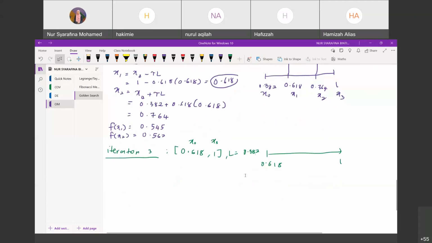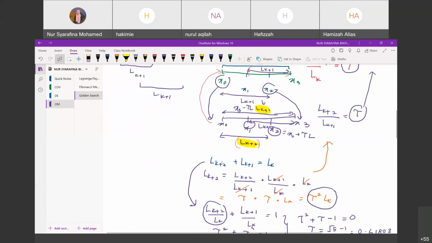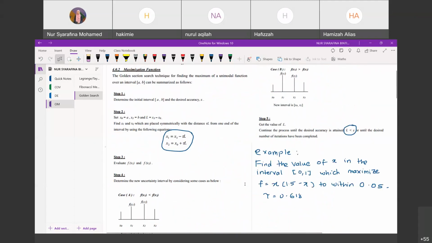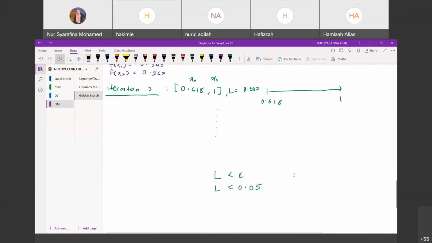So you need to proceed the calculation here until you reach L less than epsilon, where epsilon is given by 0.05. Okay, understand or not? So the difference between the maximization and minimization is the choice of your new interval. All right, clear or not? Anyone has question? Again, you have to find your x1 and x2 by using the value of tau.